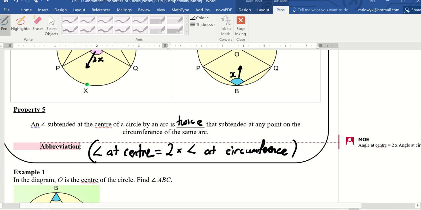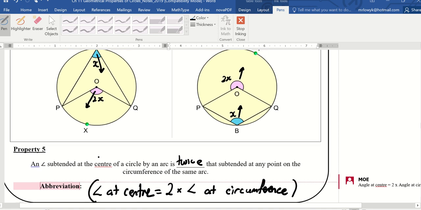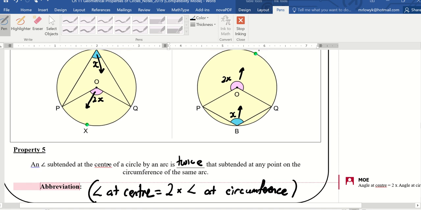Angle I replace with a symbol. 2 times the angle at circumference. So what do I mean by that? Let me explain again. What I mean is angle at the center, always 2 times angle at the circumference. Circumference means touch the circumference. Angle at the center is 2 times the angle at the circumference because the angle touches the circumference.